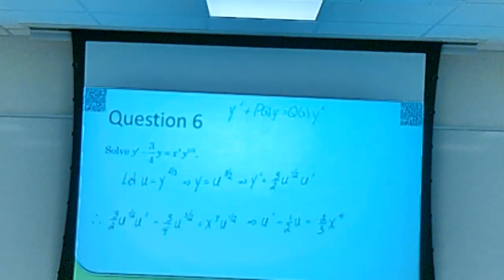What's our integrating factor? It's e to the integral of P, which is -1. What's that? Negative x, -1/2 x. So e to the negative x over 2 would be our integrating factor.